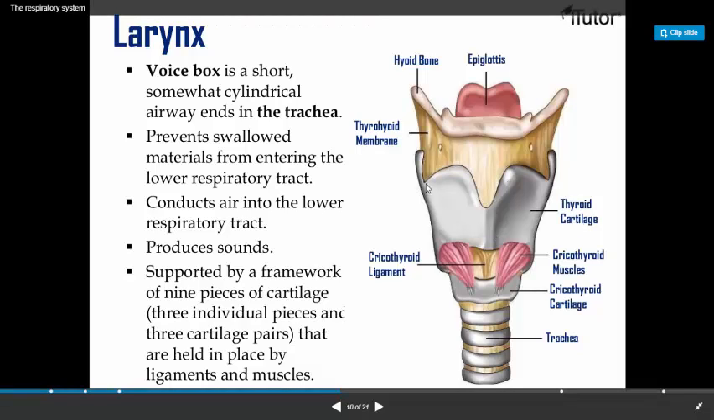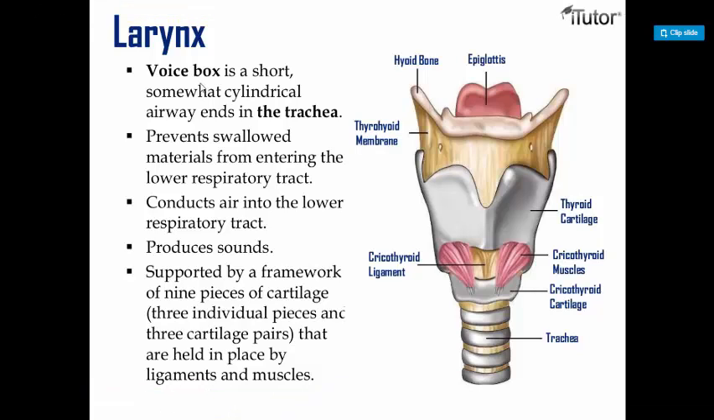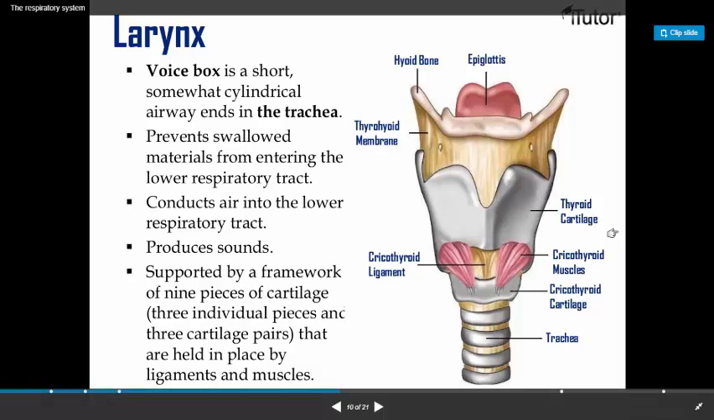Comes after that the larynx. The larynx is also called the voice box. Why is it called the voice box? Because it contains inside it the vocal cords. These vocal cords move, or as we say, they vibrate when the air passes through them, and this is how you get the sound out of your throat.